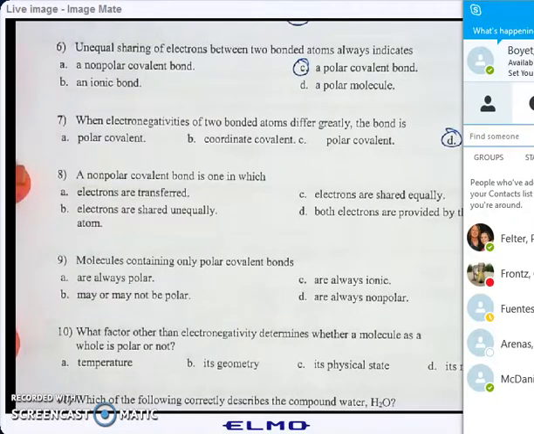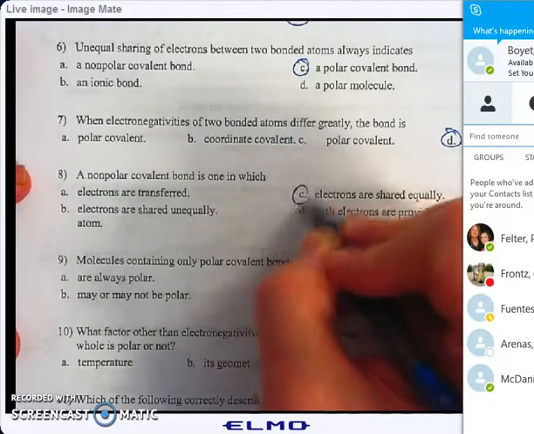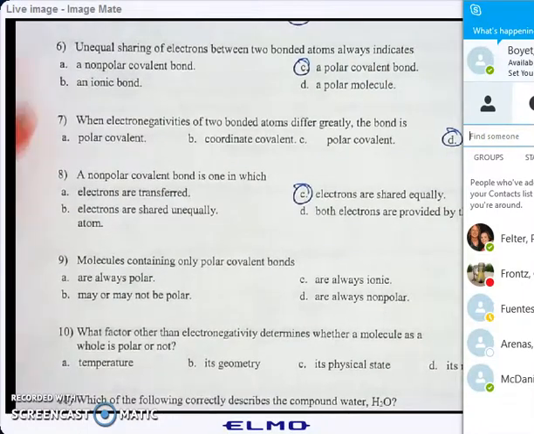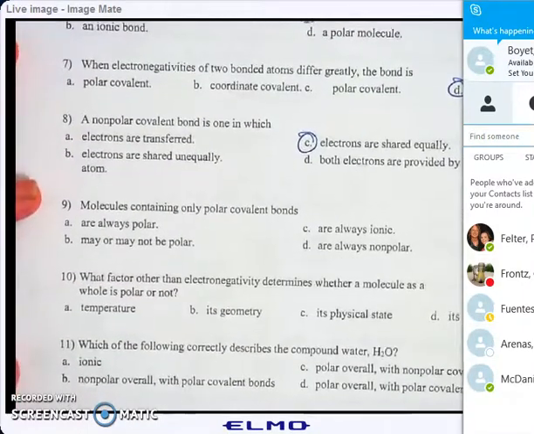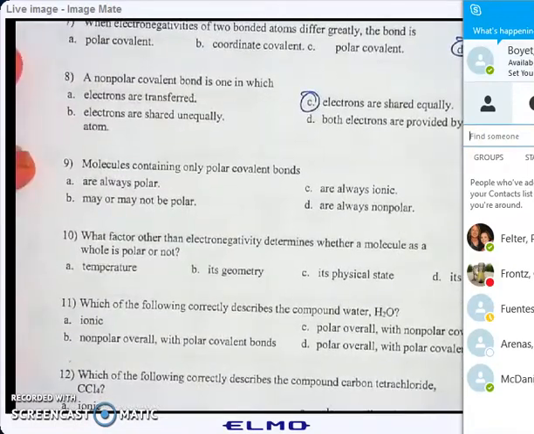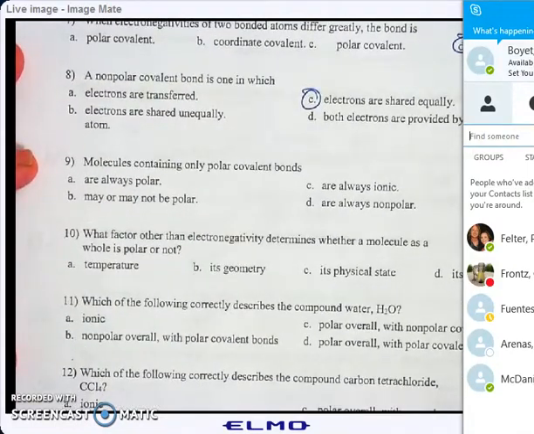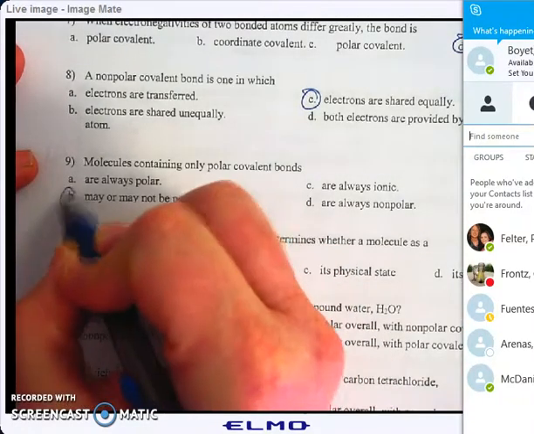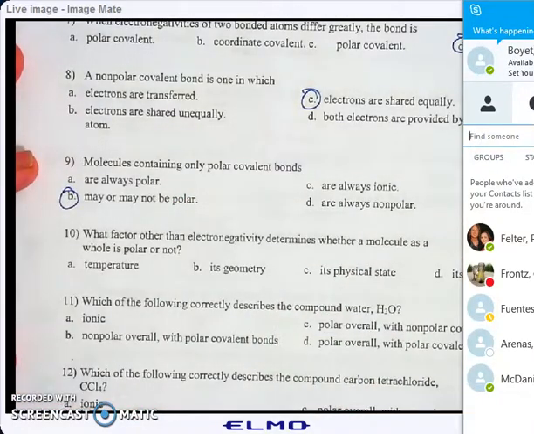Number 8. C, when we're sharing them equally. It's nonpolar. Number 9. B. Okay.